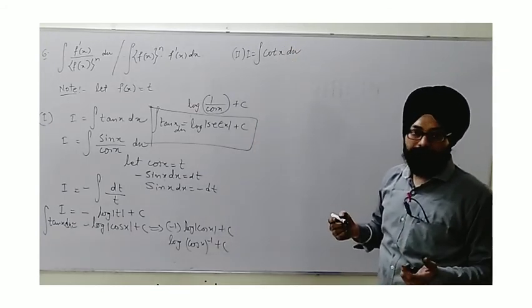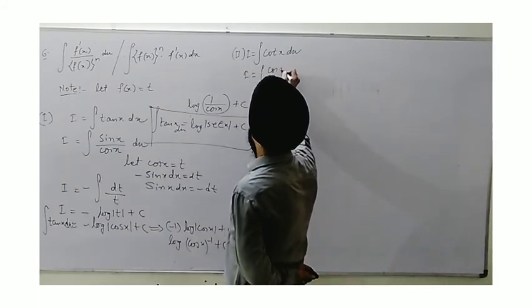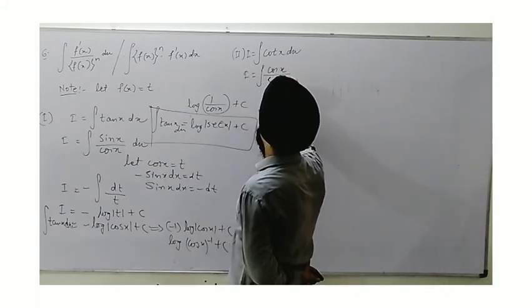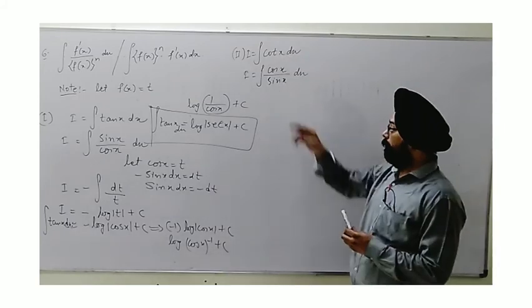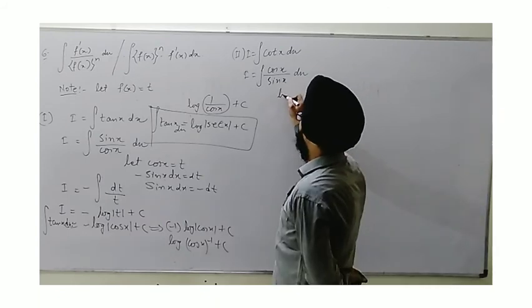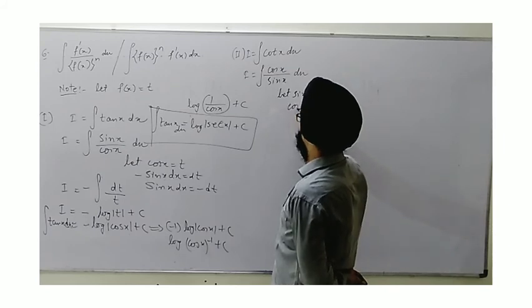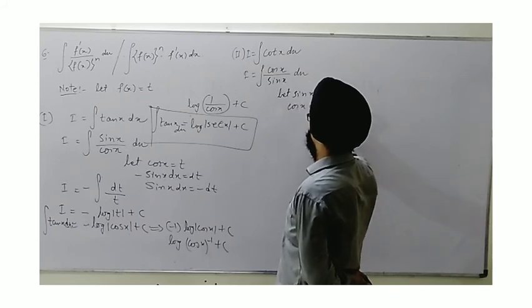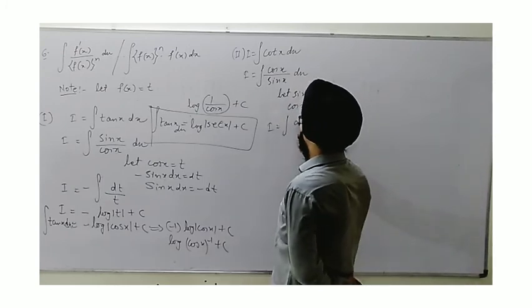Cot x, as we know in p by q form, is cos upon sine. So we can write I as integral of cos x upon sin x dx. Now, by the rule, we need to take the main function in the denominator, so we will consider sin x to be the other variable. Let sin x be t, differentiating, cos x dx we get as dt. So yes, I becomes dt upon t.